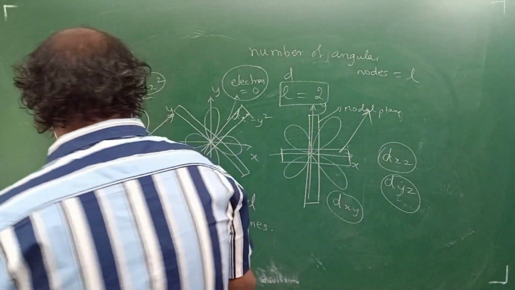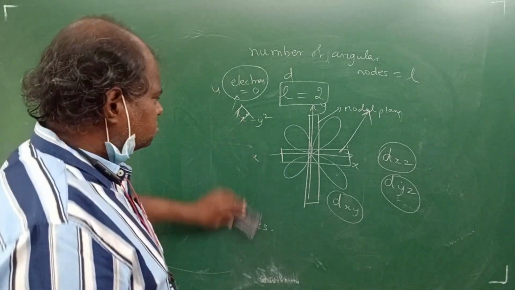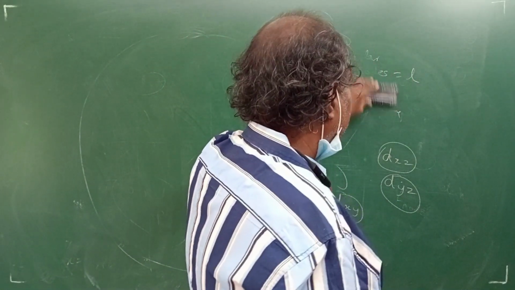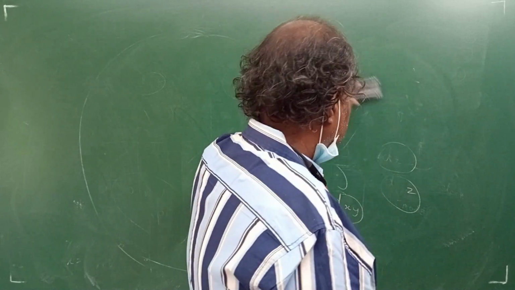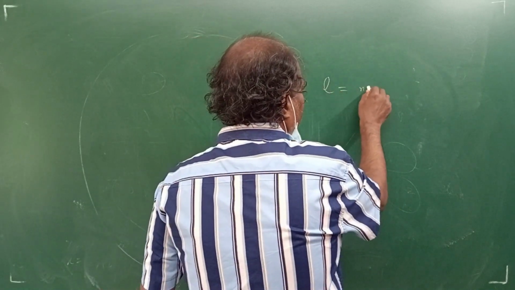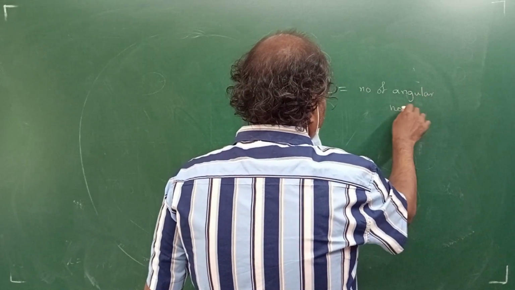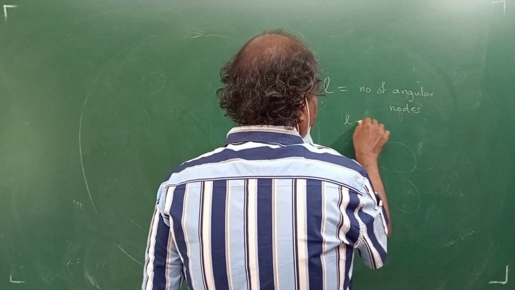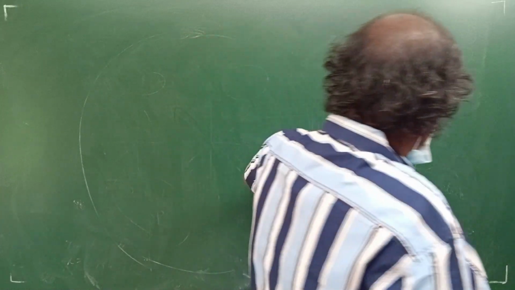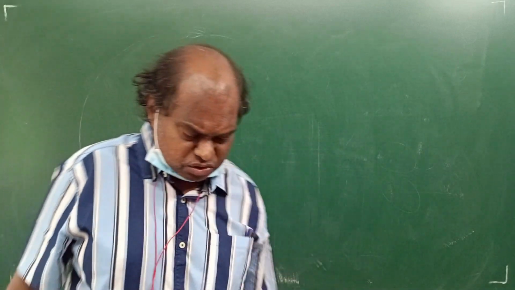Fine. So that's all about these nodal planes, and you can remember the formula. Number of radial nodes, right? You can go for f orbital also. For f orbital, the L value will be 3. So the L value is the number of angular nodes, right? Please remember this formula, okay? So for d we got L equal to 2. Okay, L is equal to 2, so 2 angular nodes.